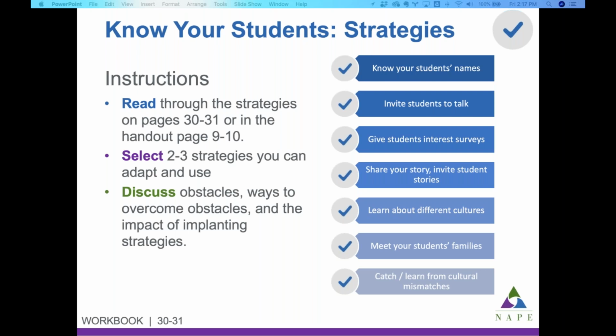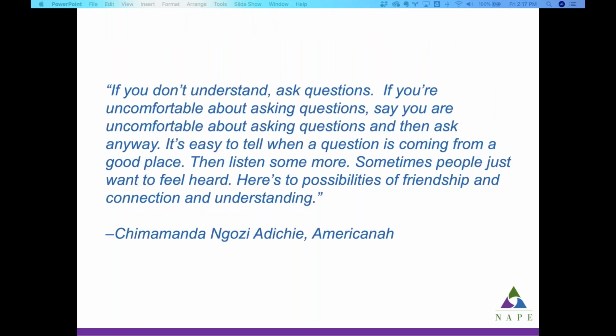Another quote by Chimamanda Adichie, she's the one from the TED Talk I mentioned earlier. She's one of my favorite people in this space. And this is actually from her novel, Americanah. One of the lines in the novel, she says, if you don't understand, ask questions. If you're uncomfortable about asking questions, say you're uncomfortable about asking questions and ask anyway. It's easy to tell when a question is coming from a good place. Then listen some more. Sometimes people just want to feel heard. Here's the possibilities of friendship and connection and understanding.